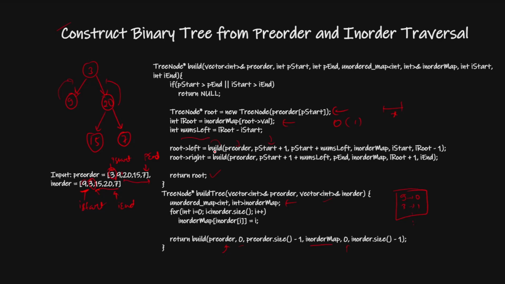I hope this whole intuition and the source code is clear to you. Now let's understand the time complexity. The time complexity of this will be O(n), and the space complexity will also be O(n) for using this hash map, plus O(n) for the function call stack. But we can say O(n) plus O(n) will be O(n). So our space complexity is also O(n).